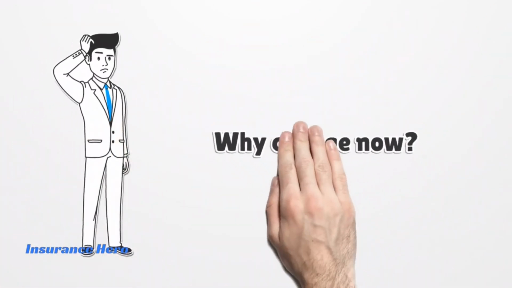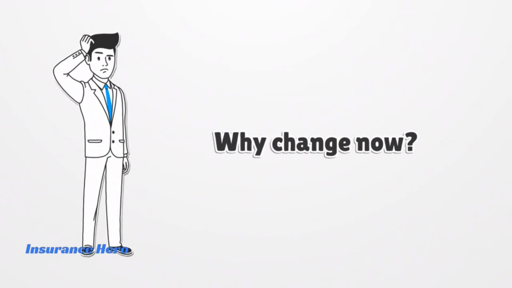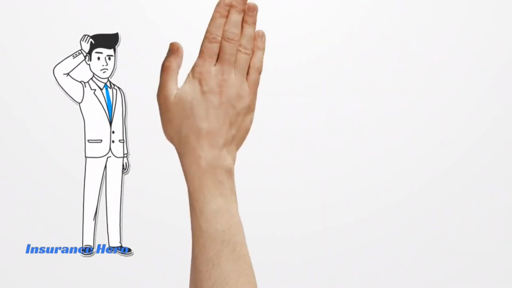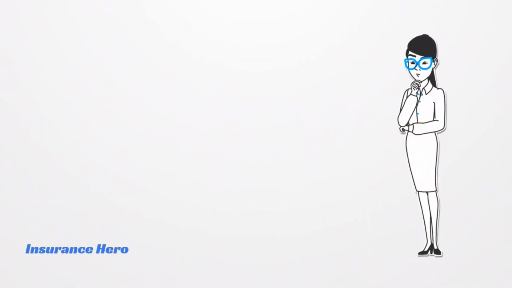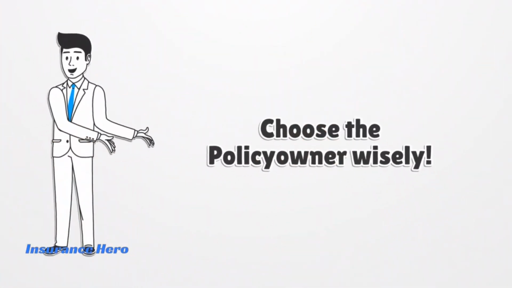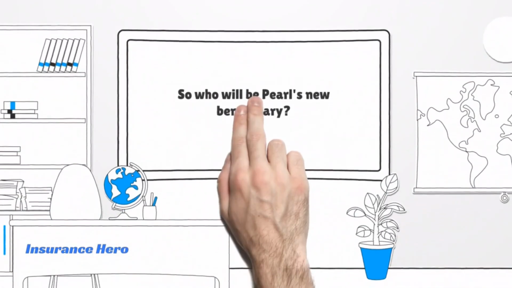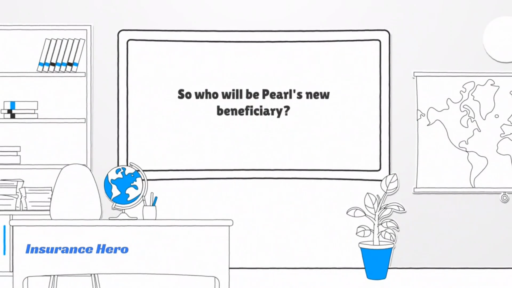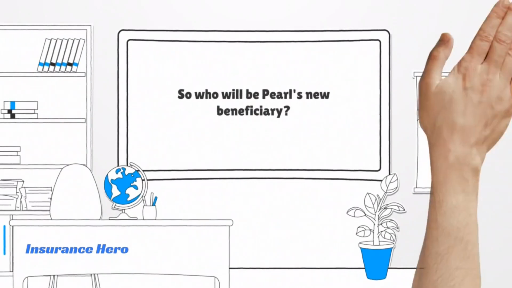Why would the policy owner want to change the beneficiary? For a variety of reasons. The primary beneficiary has passed away already. The children have grown up no longer needing support. A divorce. This highlights the critical importance of selecting the policy owner, as they maintain full control over the policy. The policy owner has the authority to change the beneficiary, and there are two ways they can go about it.